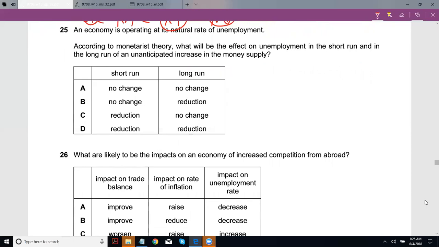25. An economy is operating at its natural rate, so at NAIRU, or according to monetarist theory, what will be the effect on unemployment in the short run and in the long run of an unanticipated increase in the money supply? So if the money supply increases, that leads to monetary demand pull inflation, so aggregate demand increases.